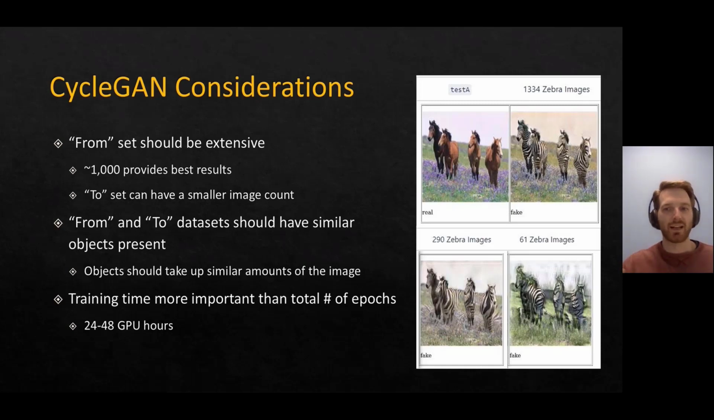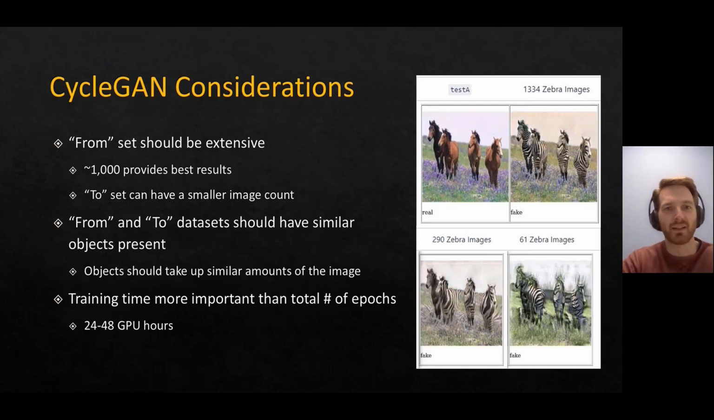So if you're training a domain adaptation model, a CycleGAN, on faces where your from set is all very close up images of the face, whereas synthetic data has images of faces from a distance, that wouldn't really work as well. So you want to make sure that they take a similar amount of the image.